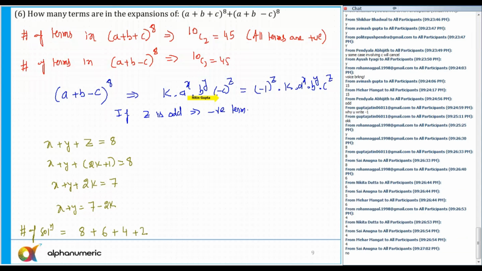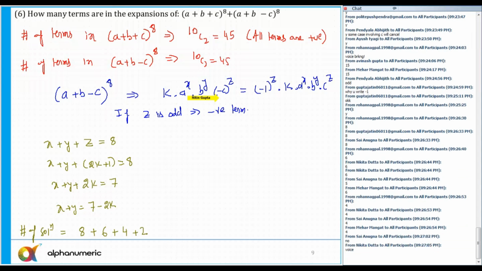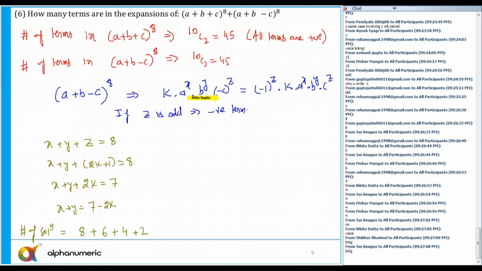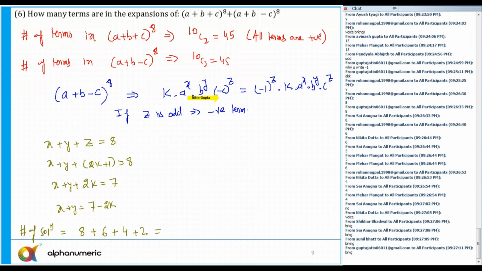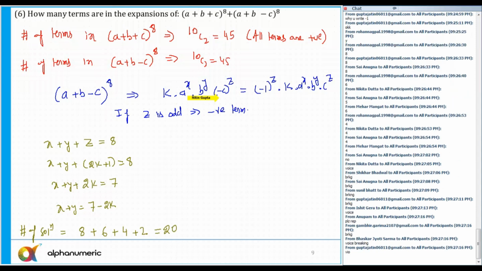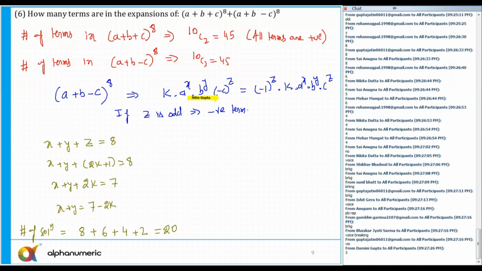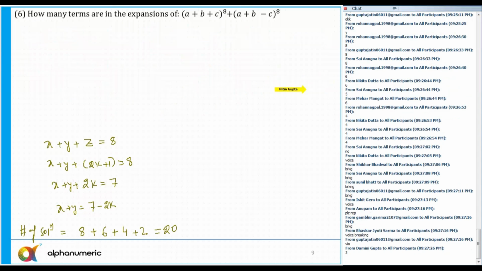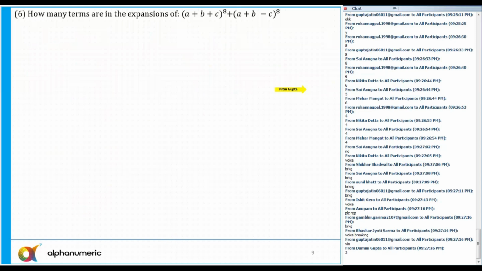K is equal to 3. Yes or no? So 8 plus 6 plus 4 plus 2 is equal to 20. All right. So there are 20 terms which are negative.